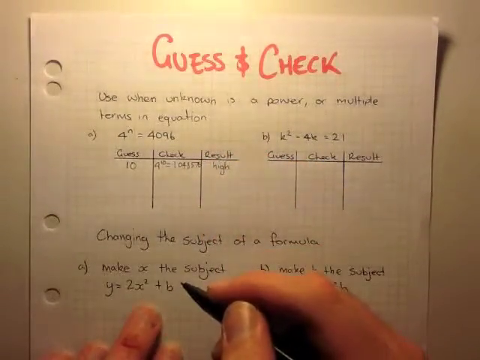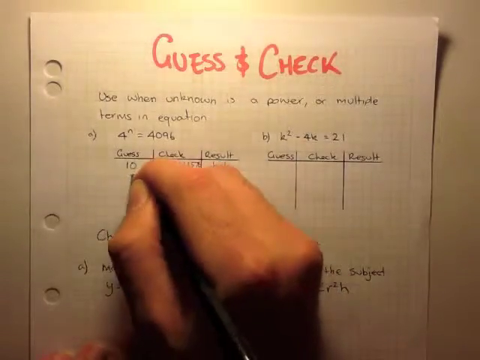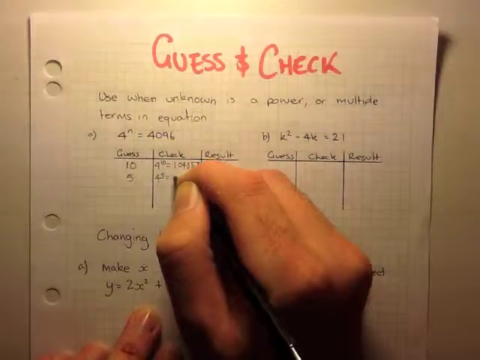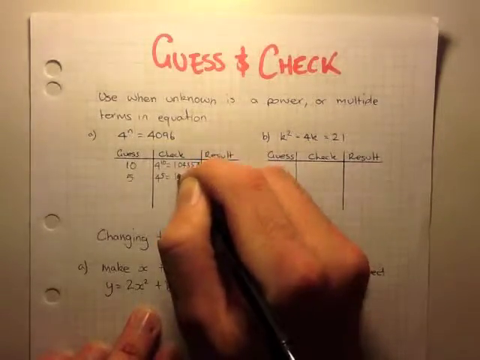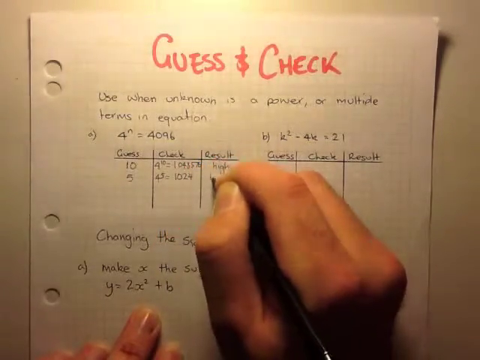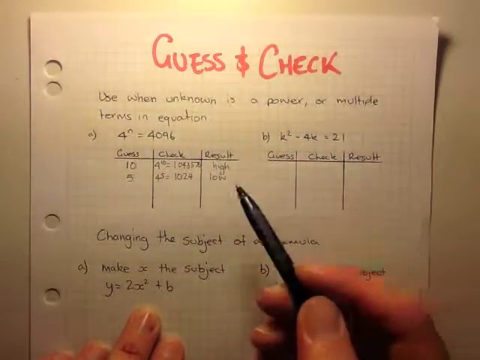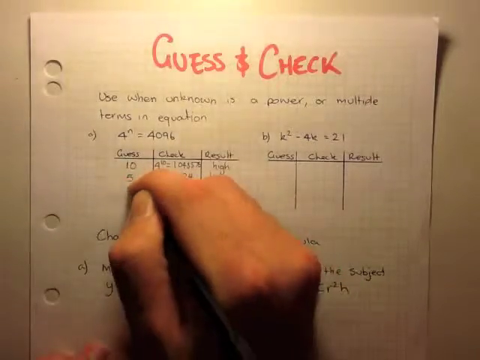So what I'm going to do now, I'm going to go halfway down. So half of 10 was 5. I'm going to try 4 to the power of 5. On my calculator, they gave me 1,024. That's too low. Halfway between 5 and 10 is about 7 or 8, so I'm going to try 7 here.